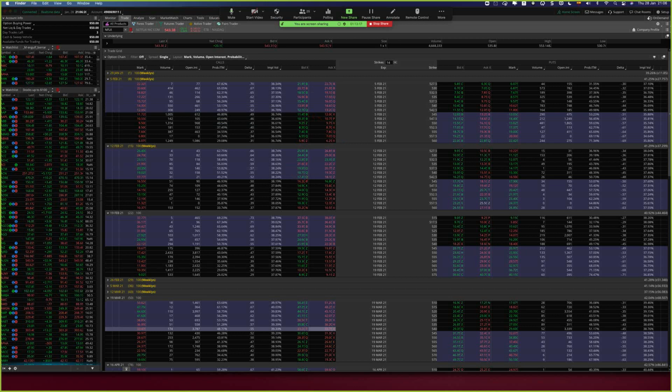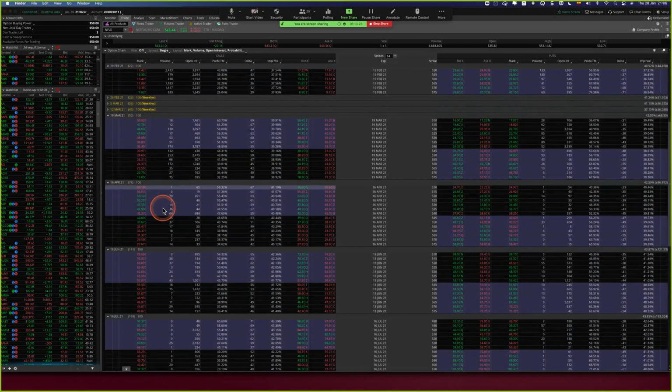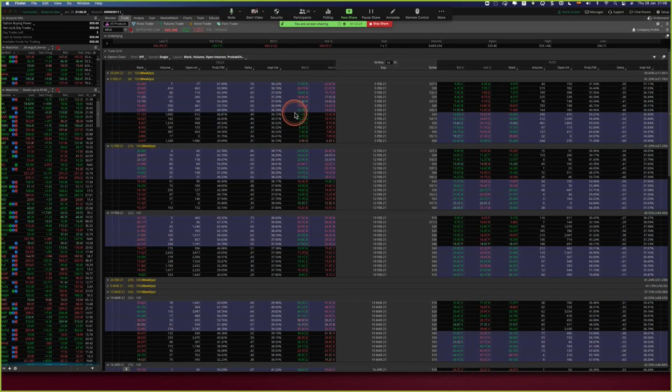I'm using Thinkorswim for my analysis. I prefer this software. It's way better than Interactive Brokers for analysis. And then I use Interactive Brokers just to place my trade as an execution platform.